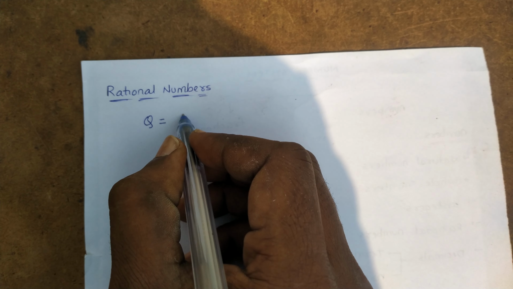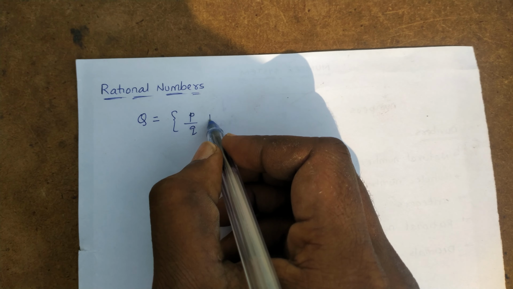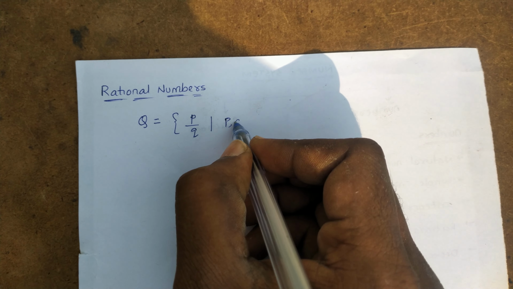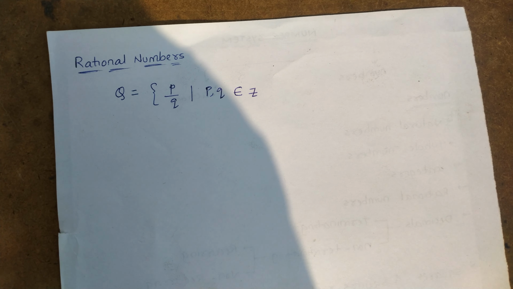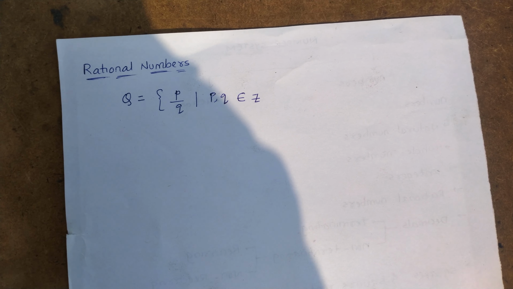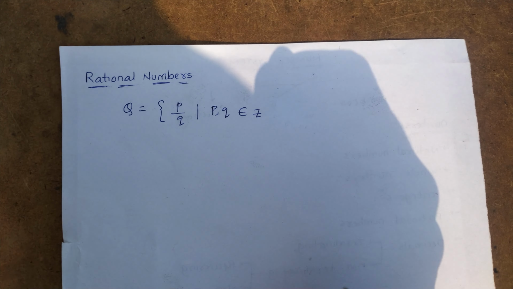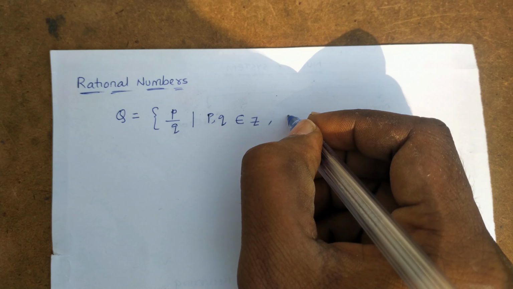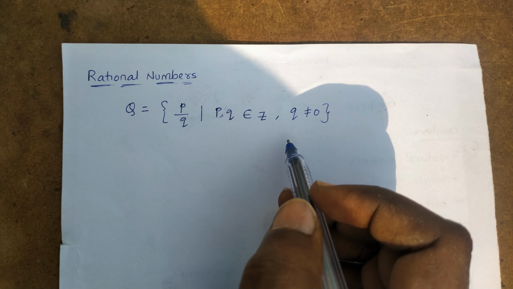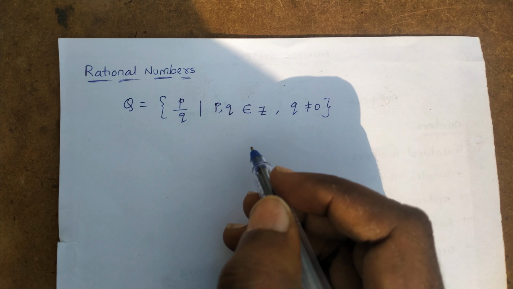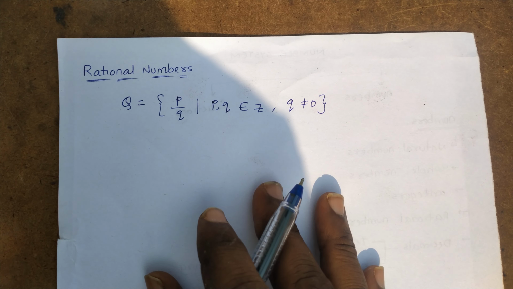Any number which is in the form p by q, where p comma q belongs to integers and q is not equal to 0. If this condition is satisfied by any number, then that number is called a rational number. If you see it like this, you may be unable to understand, right? So I will explain with one example.